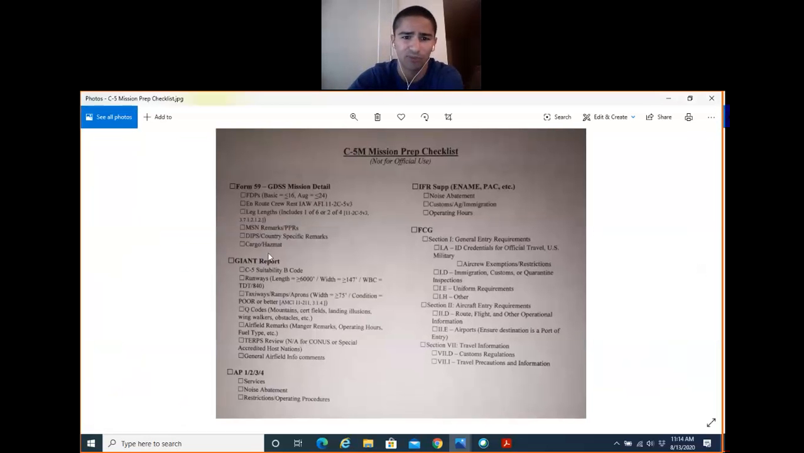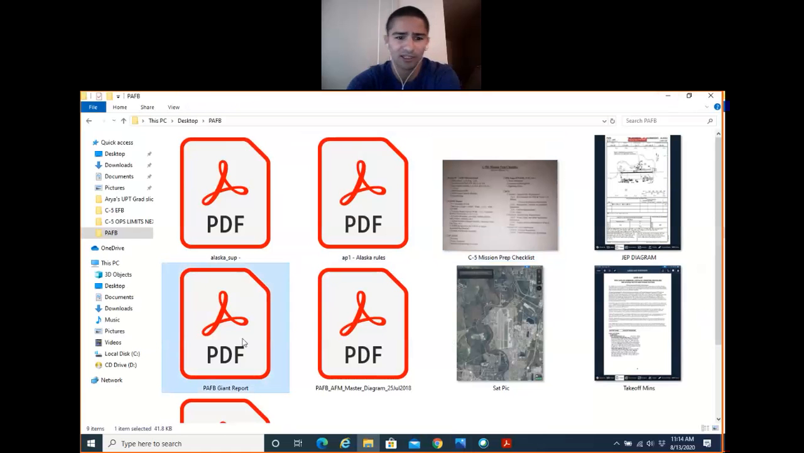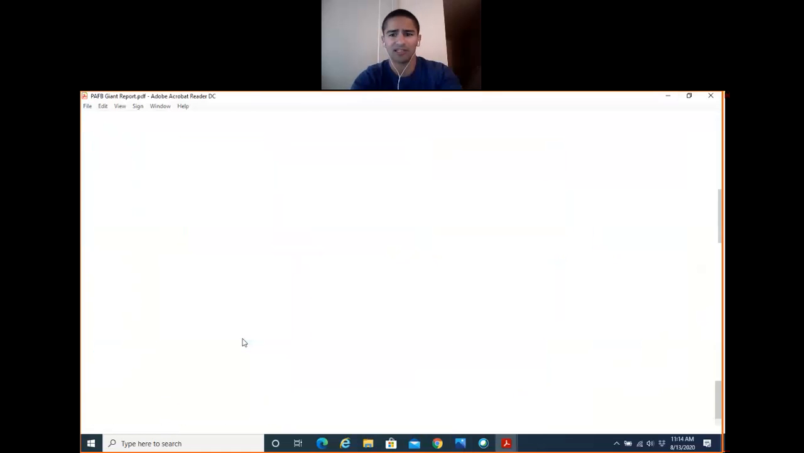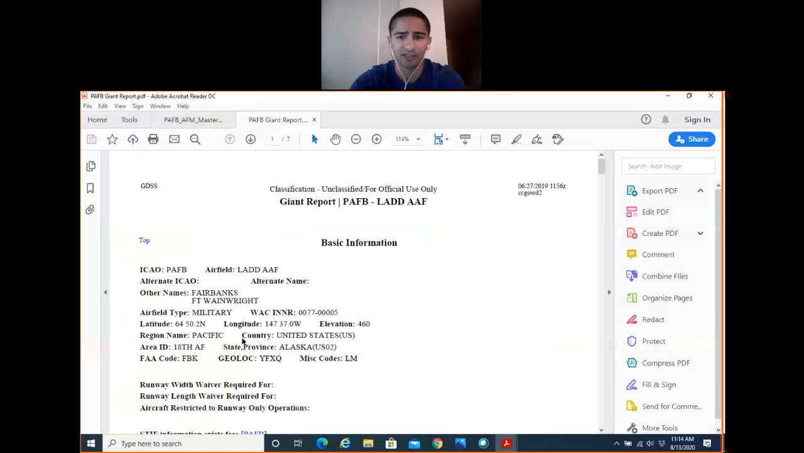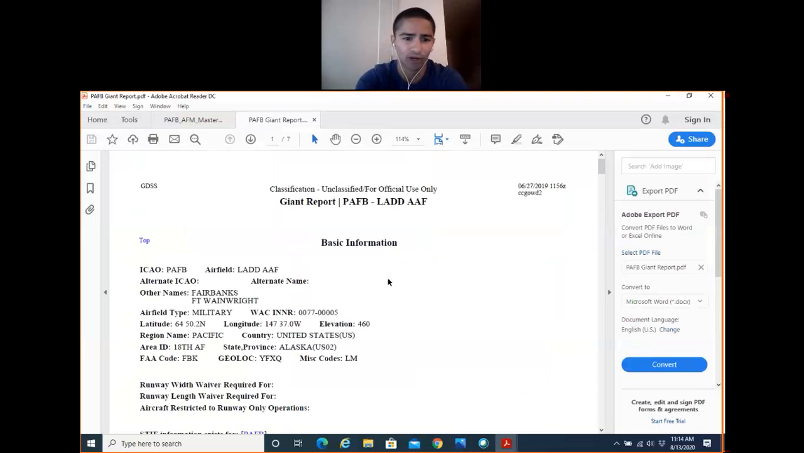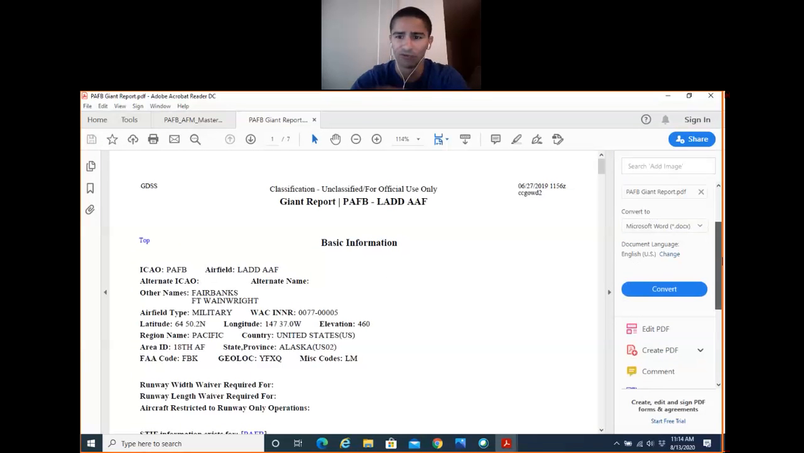So let's start breaking it down. We'll look at the Giant report. And here you can see Adam Smith prepared for me the Giant report just for this airfield and saved it in the folder with all the other planning documents so that we could share it.